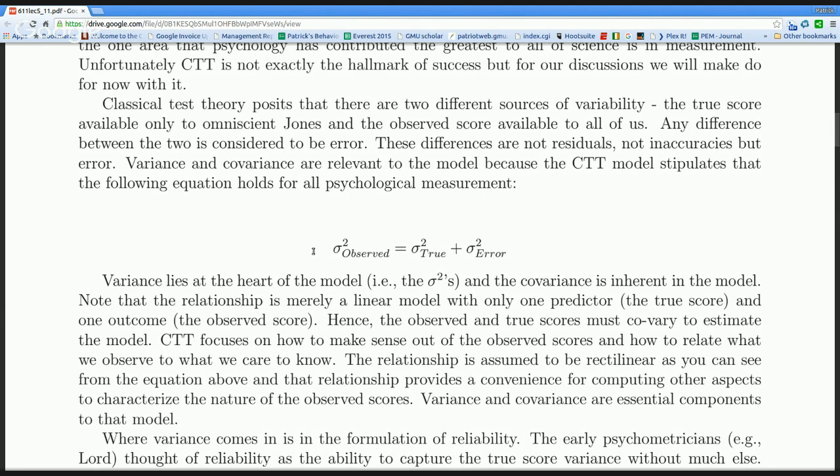Now remember, I said to you before that variance is the keys to the kingdom. When you understand variance, and you understand that variance is part of all statistical formulas, it's really the stuff that our uncertainty and quantification of our uncertainty relies heavily upon. So classical test theory is no exception to that, and classical test theory is based upon this really simple formula.